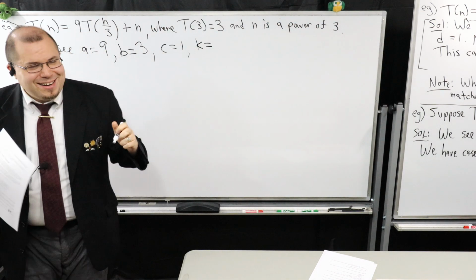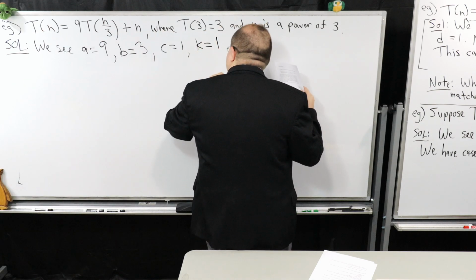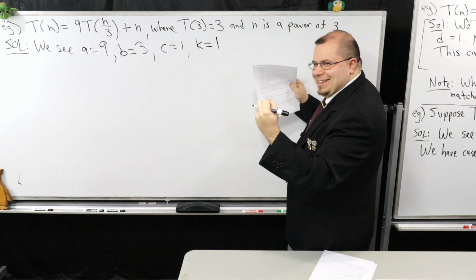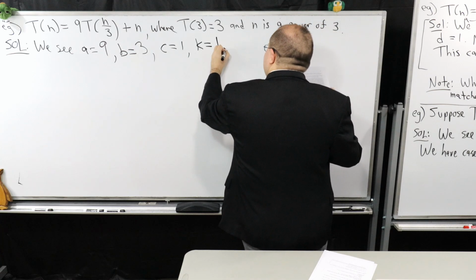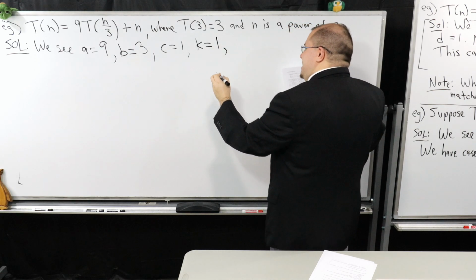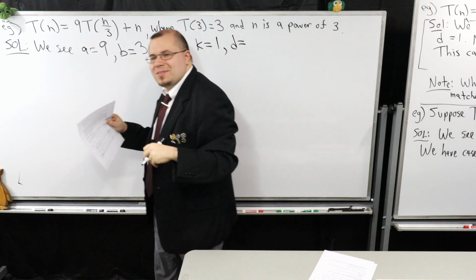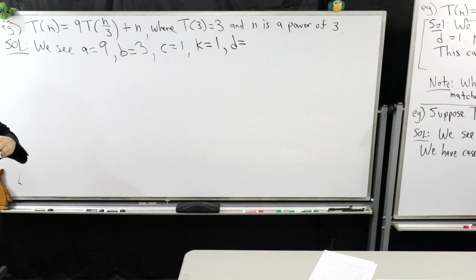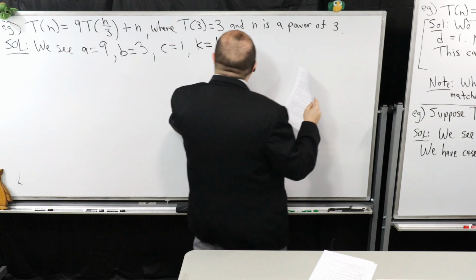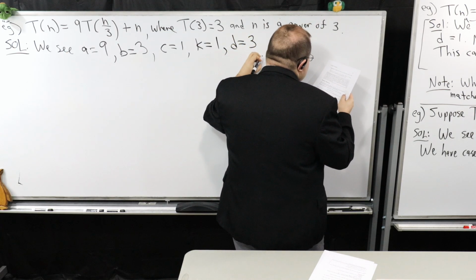Okay, how about K? Yeah, it's 1. I'm loving the chat right now. You guys are getting this. That's awesome. You guys are pros at this. And how about D? What's D? There we go. You just put 3 in there. Perfect.